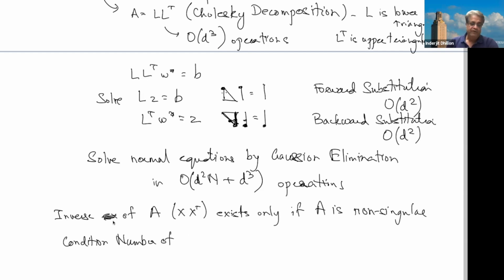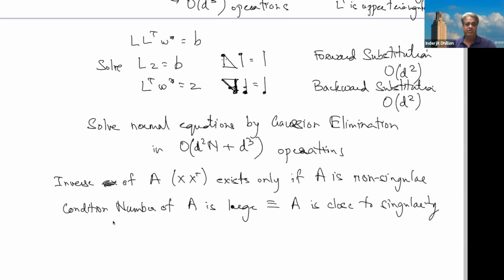Okay. So the condition number of A can be very large. And that's equivalent to saying if it is very large, then A is close to singularity. And then you get all sorts of problems with computing it on a computer, right? Even though the solution is exactly unique, you can run into numerical issues, okay?